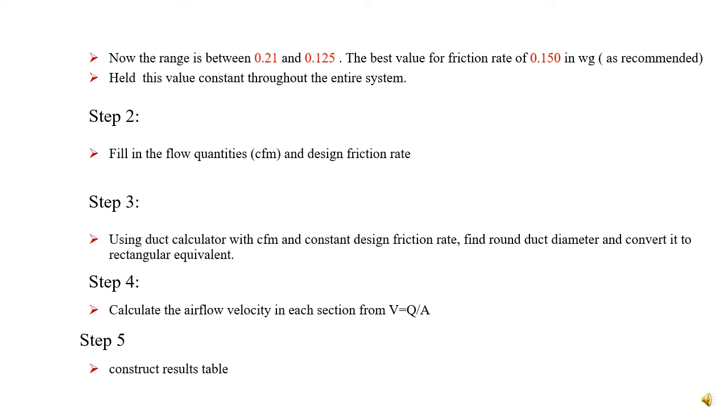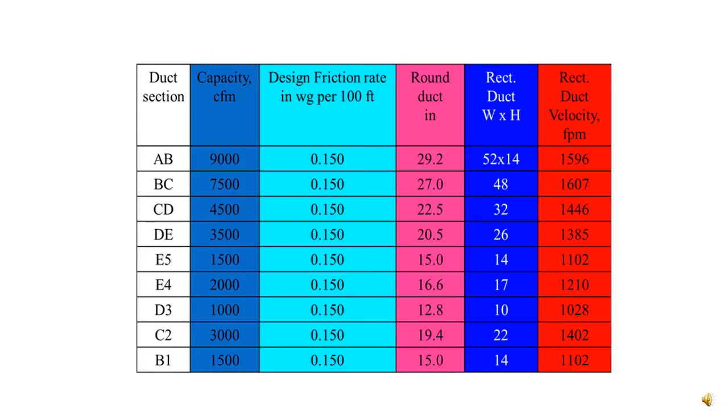Step 4, you can calculate your airflow velocity in each section. As we know, the formula for the airflow velocity is equal to Q over A. You can check in the earlier lecture. And step 5, fill in the result table.